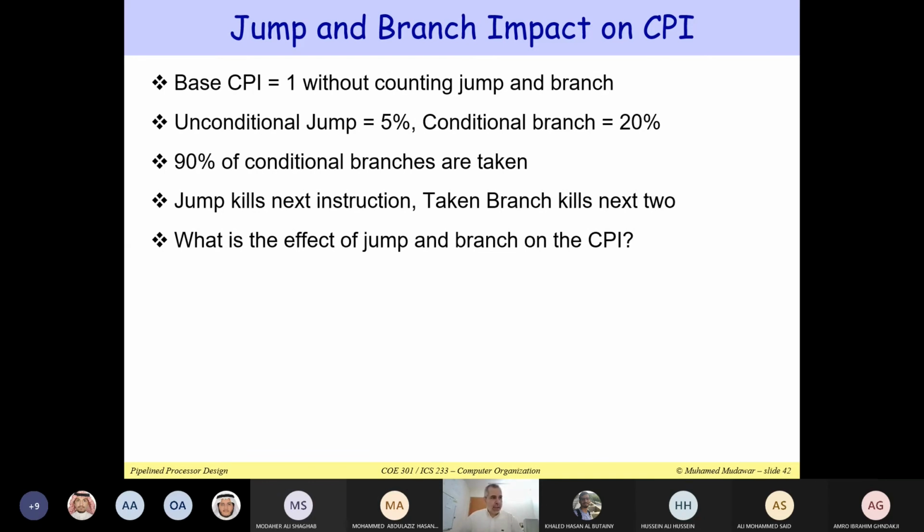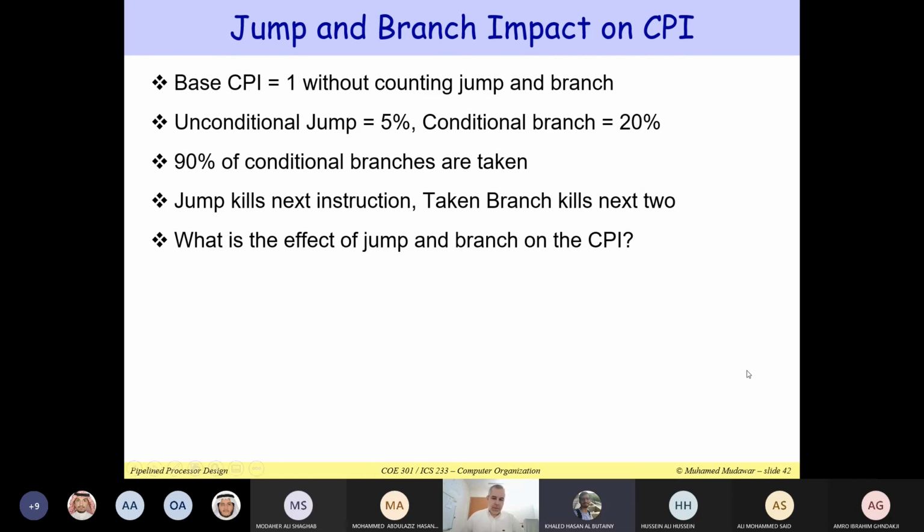So we are only losing one cycle. Basically, we add to the CPI the number of wasted cycles. That's really the idea. In the case of the jump, we are losing one cycle, but only for 5% of the instructions. So when we multiply 5% by 1, this will give me on average 0.05 cycles per instruction.